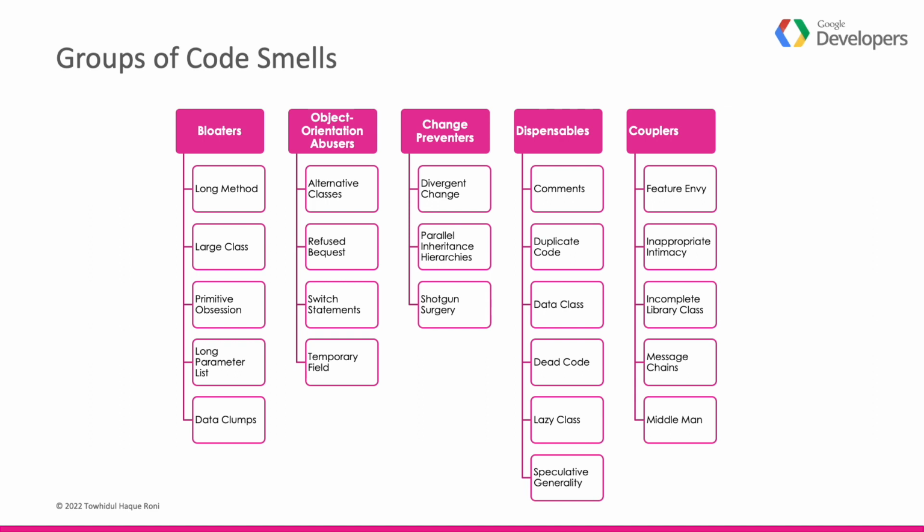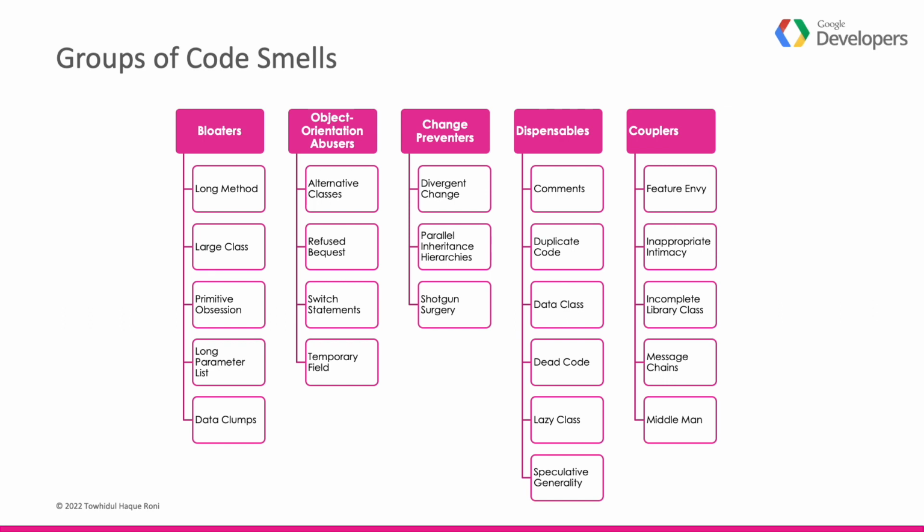Alright, let's take a moment to discuss the classifications of code smells. We have already covered a few of them, but there are many more to explore. These code smells can be grouped into different categories based on their characteristics and impact on the code base. The first category is bloaters, which include code smells such as long method, large class, primitive obsession, long parameter list, and data clumps. These smells often result in bloated, hard to maintain code that lacks clarity and consistency.